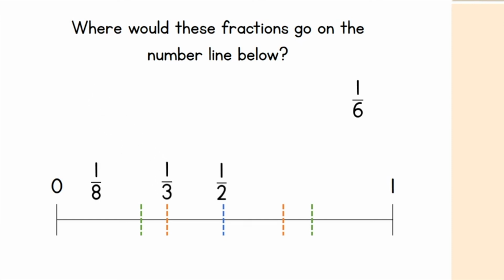Now, our last one, 1/6. What could we do to show 6 equal pieces? We've got 3 equal pieces. That's right, we could divide each of those in half. We can see here with the yellow line and the orange lines that we now have 6 equal pieces. And therefore, we can place 1/6 on the number line.